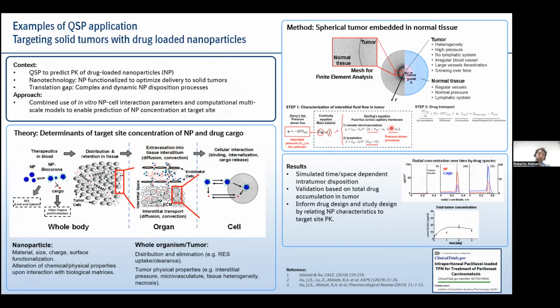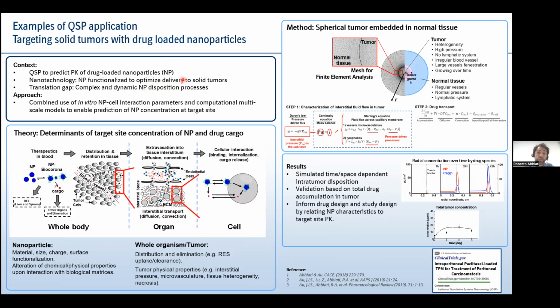Here is a second example that I would like to bring you on quantitative system pharmacology. And again, this is an application that requires both partial and ordinary differential equations, and is primarily focused on what we call pharmacokinetics. In this case, we were trying to predict the distribution of a drug-loaded nanoparticle into solid tumor sites.